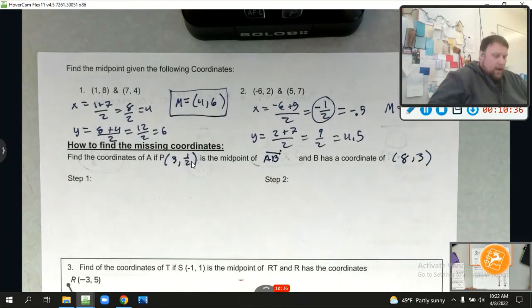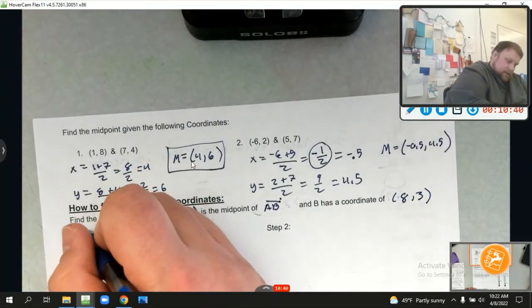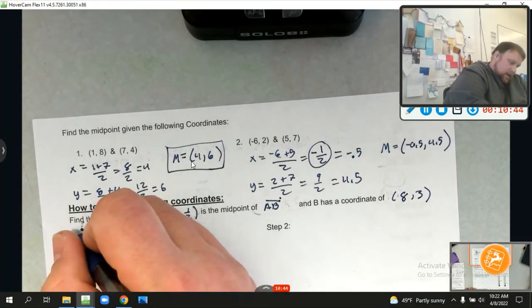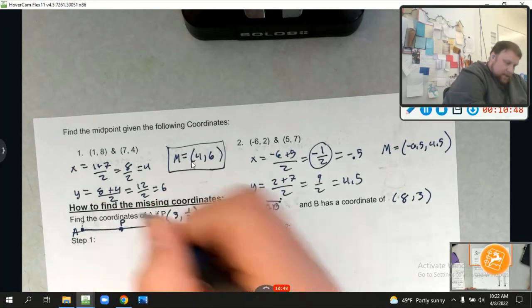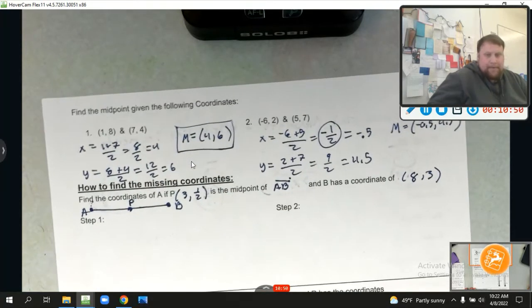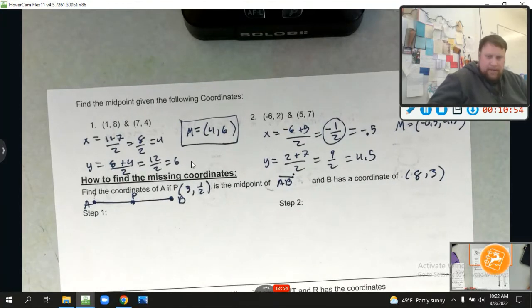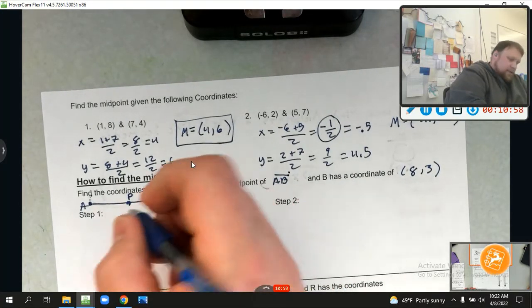Okay, so we have this line. Let's go ahead and draw this line just so you can conceptualize it. We have line AB, and we know that there's a point P that is the midpoint, okay? I know we've been calling it M, but we can call it whatever we want. And P makes sense, it's a point, right? It's a midpoint. So step one is substitute the known information.